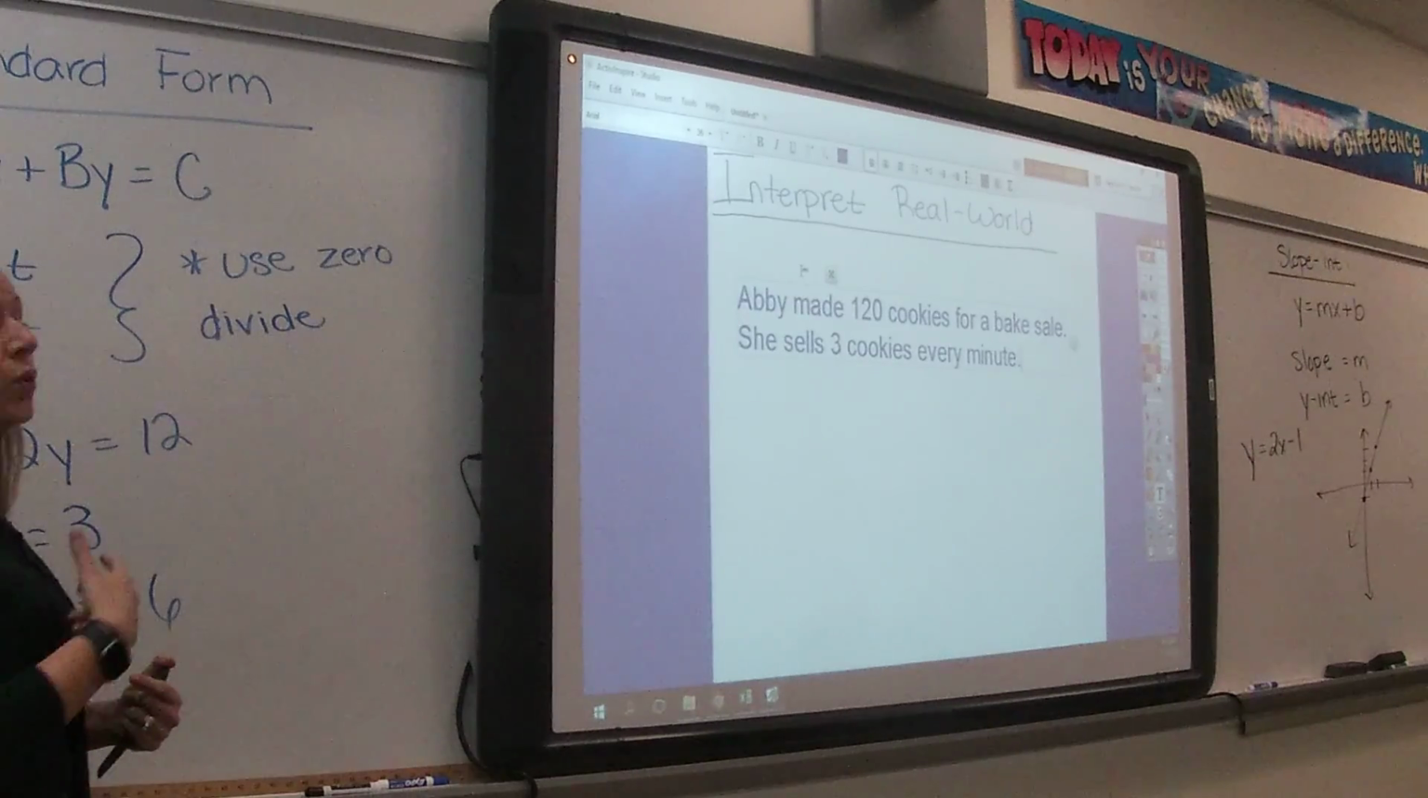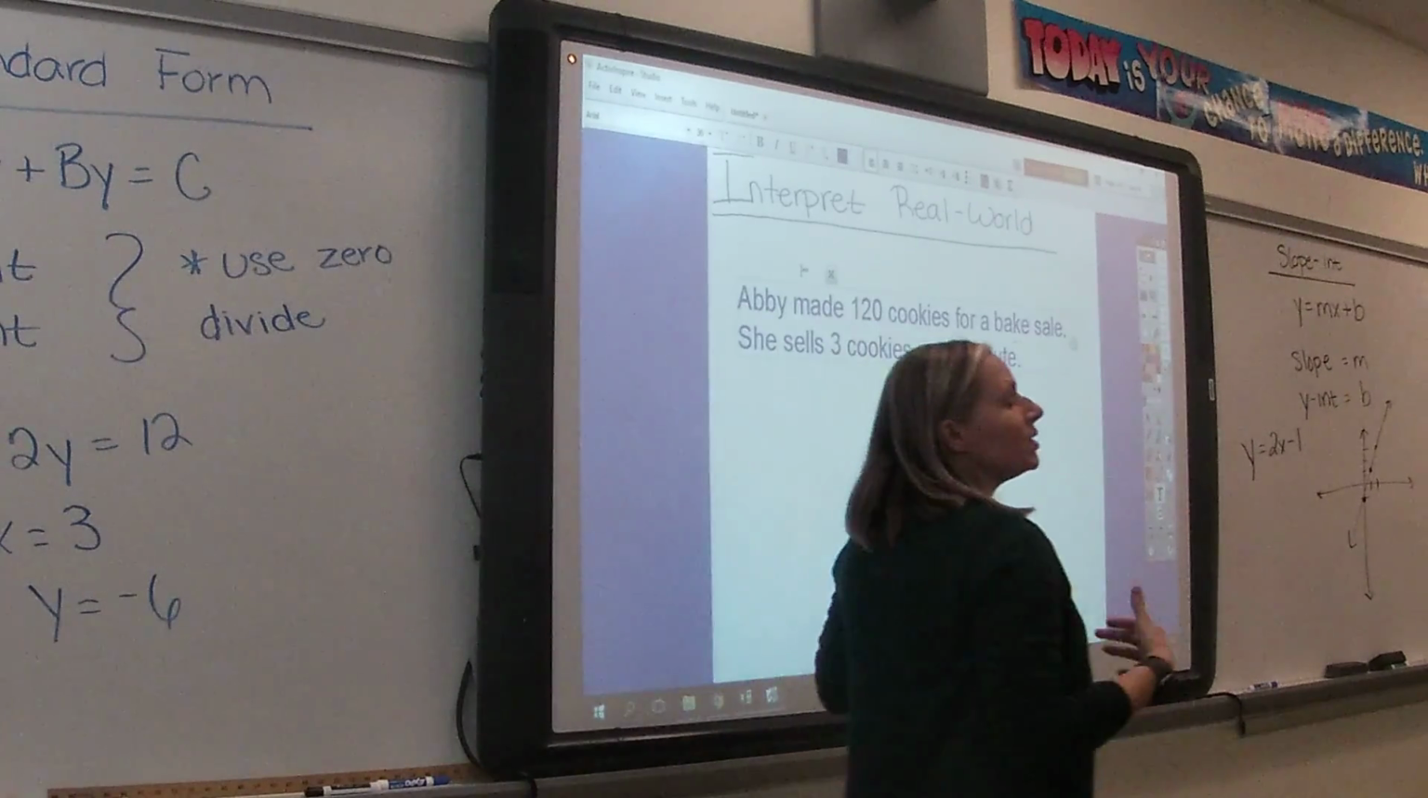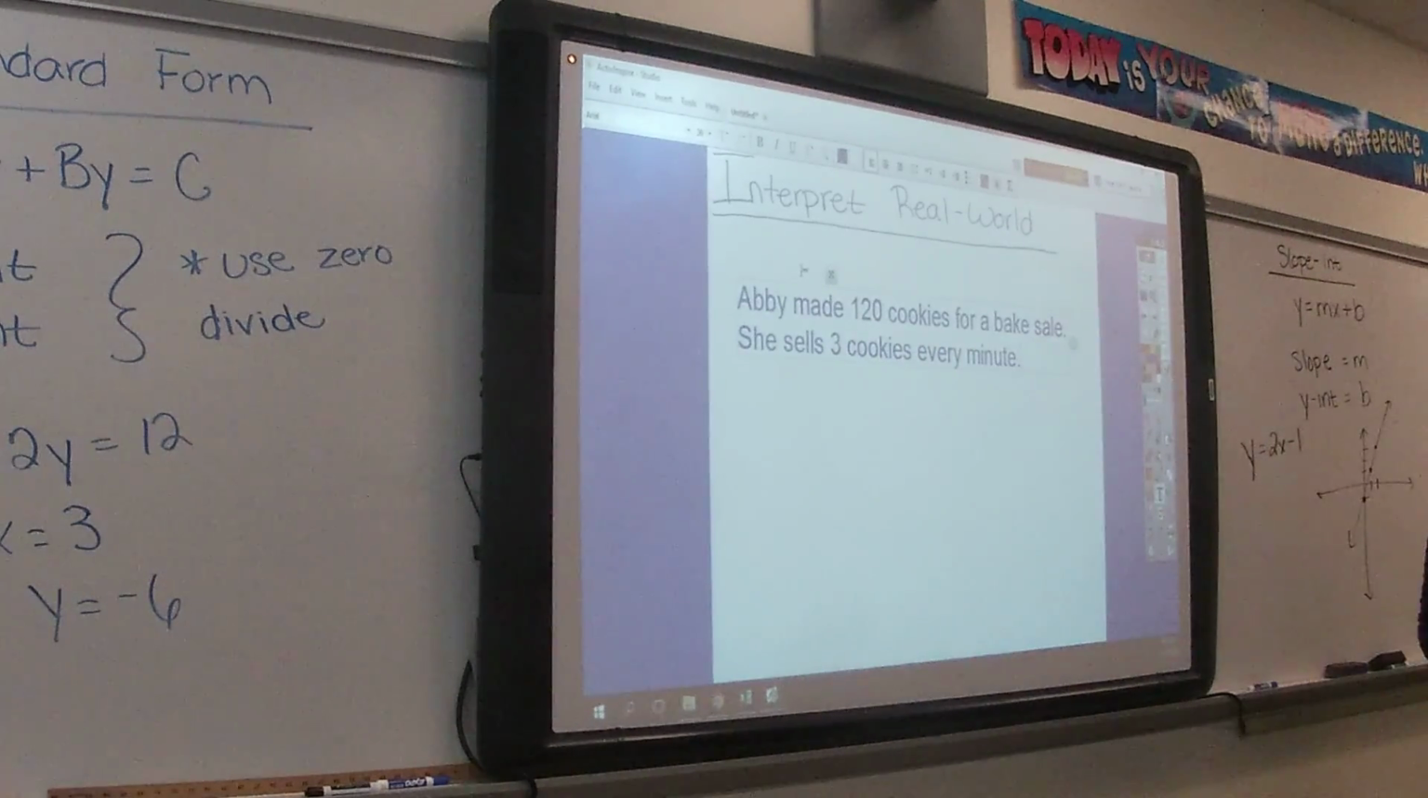In this situation, we're given a word problem, so let's turn this word problem into a function rule. Asking to write a function rule is the same thing as asking us to write an equation. Can we turn this into an equation? I'm seeing head nods, yes. Does anybody have any idea of where we might want to start?